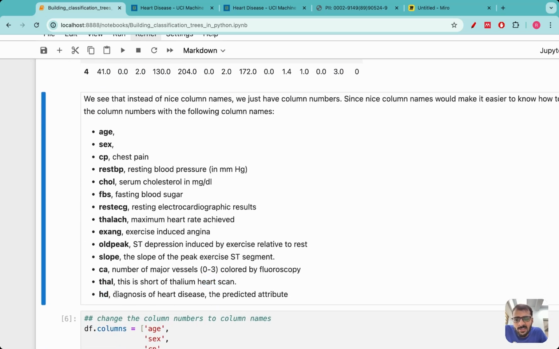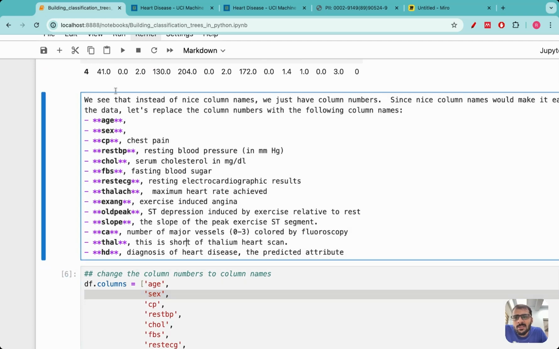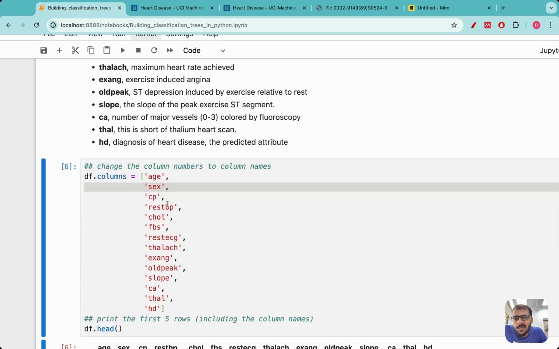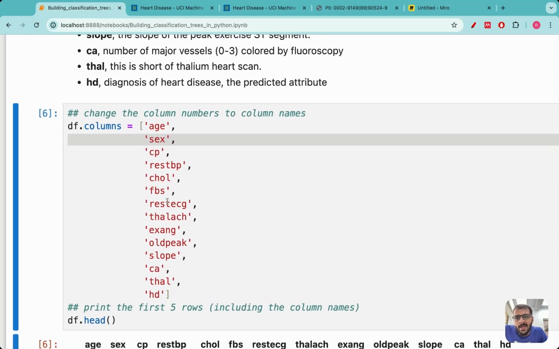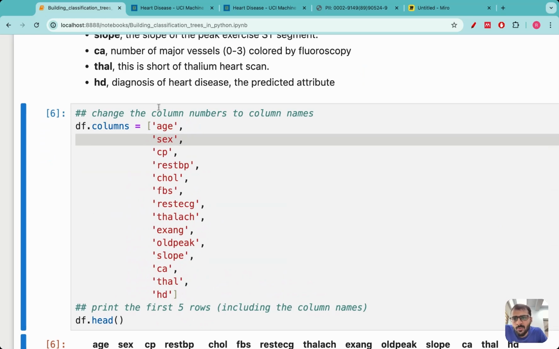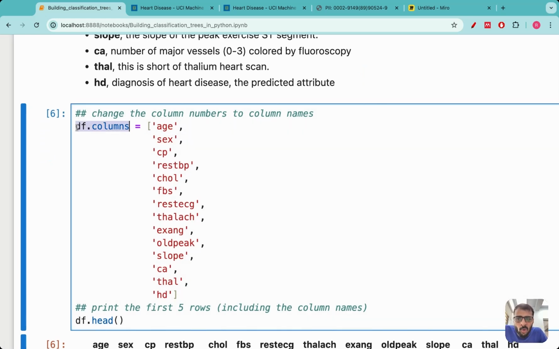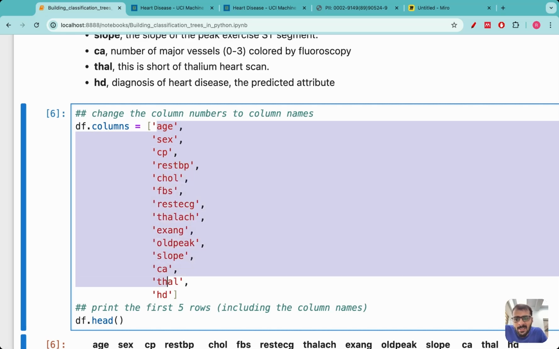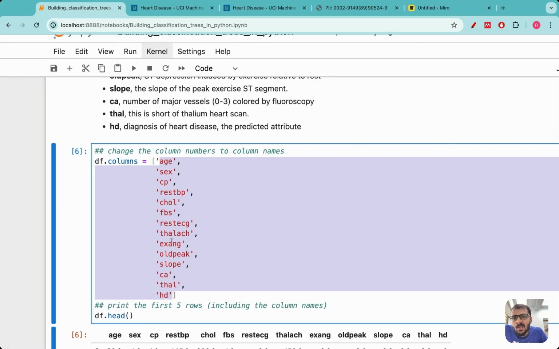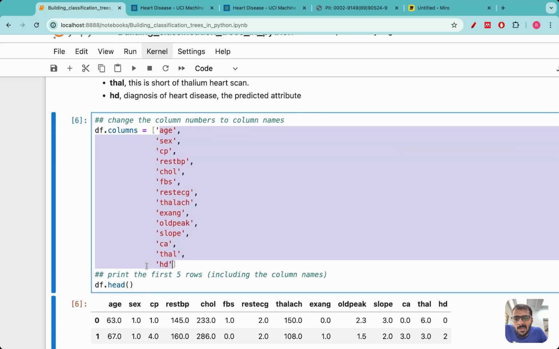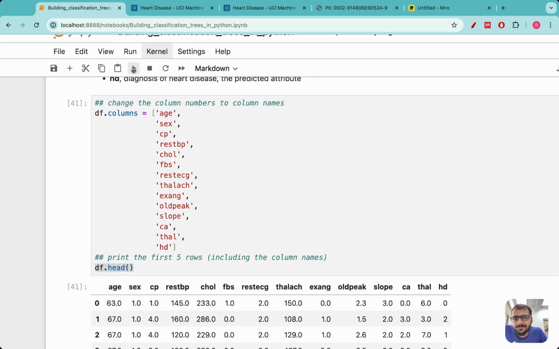HD is heart disease, so it's the diagnosis of the heart disease, right? So what we can actually do is we can specify to pandas what's the name of the columns. So we can say that my data frame has columns and the name of these columns are age, sex, CP, rest BP, dot dot dot up to HD. So let me run this and then I'll again print the first five rows.